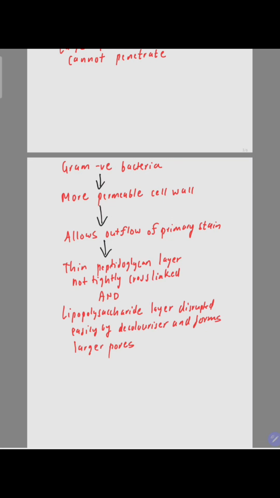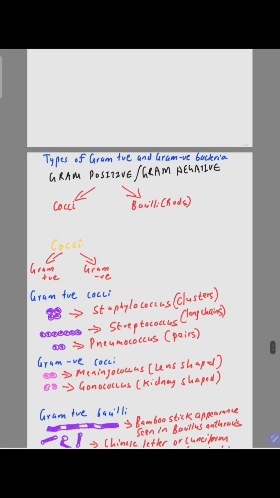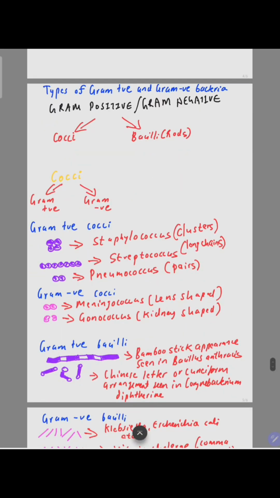Now we will move on to the types of gram-positive and gram-negative bacteria. Whether the bacteria is gram-positive or gram-negative, they can be divided into cocci or bacilli. Bacilli means rods, and cocci means spheres. Let's first discuss gram-positive cocci. Gram-positive cocci arranged in clusters, an example is Staphylococcus. If they arrange in a long chain, an example is Streptococcus. And gram-positive cocci arranged in pairs, diplococci, an example is Pneumococcus.